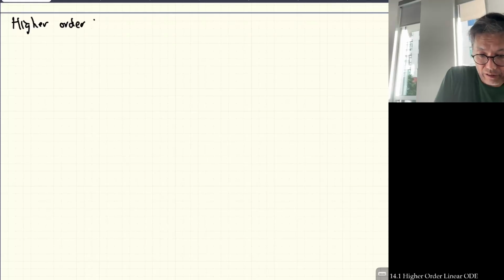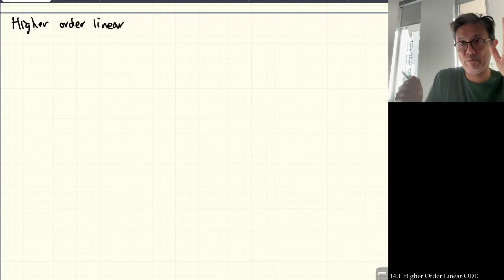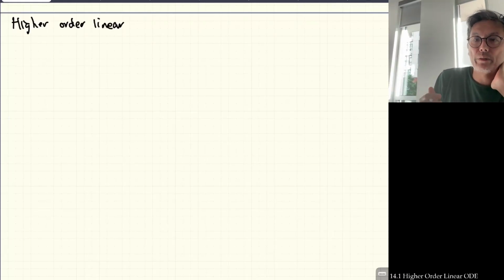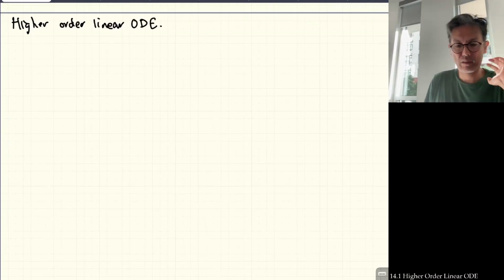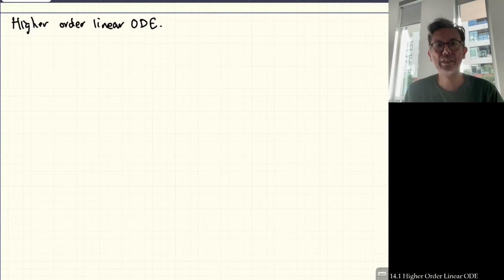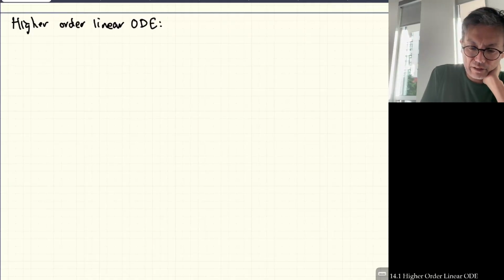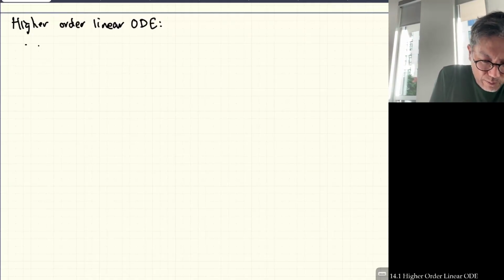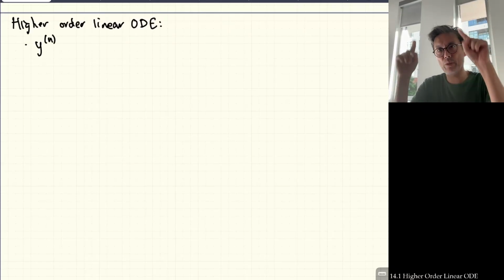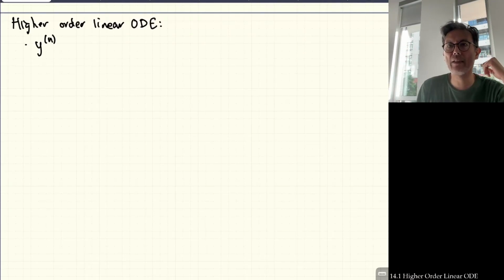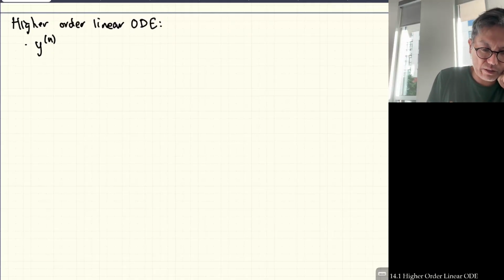Higher order linear. Linear is crucial here as a simplifying, narrowing assumption. Higher order linear differential equations, and maybe I'll just abbreviate this HOLDE when I feel like it. Okay. So what are they? They are going to be things of the form y to the n. So this is the nth derivative. Remember, when you put the number in the parentheses, that means you're taking that many derivatives of the function.